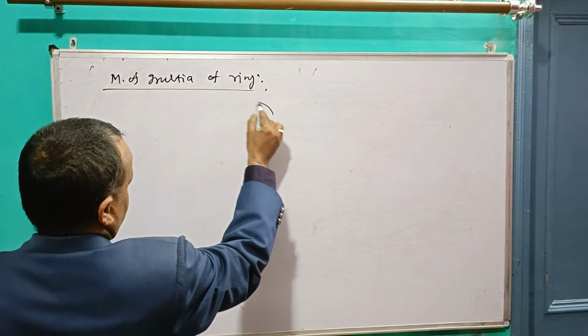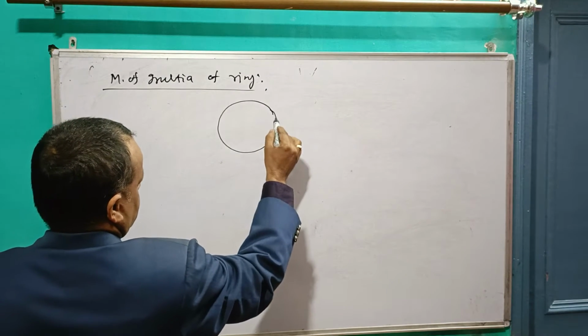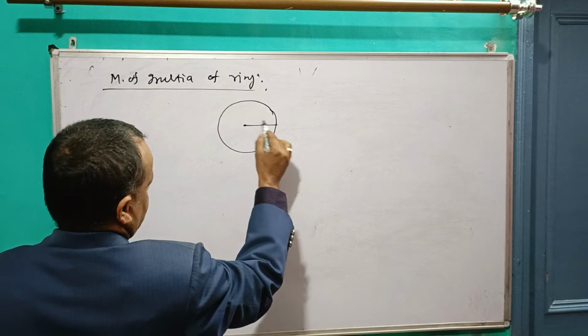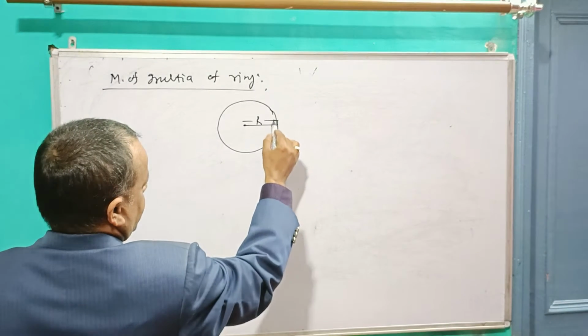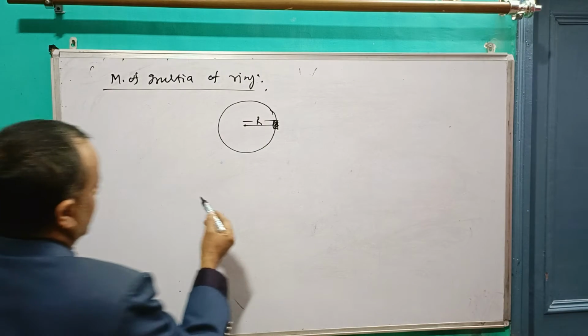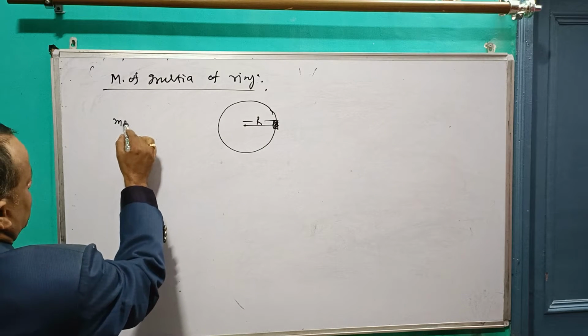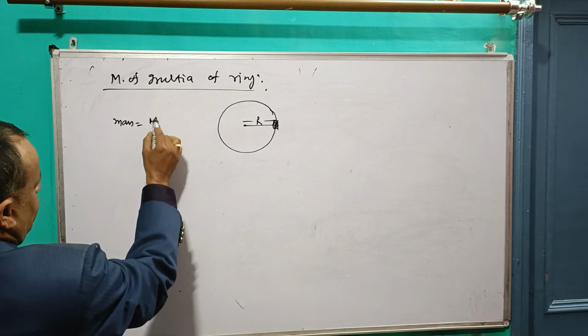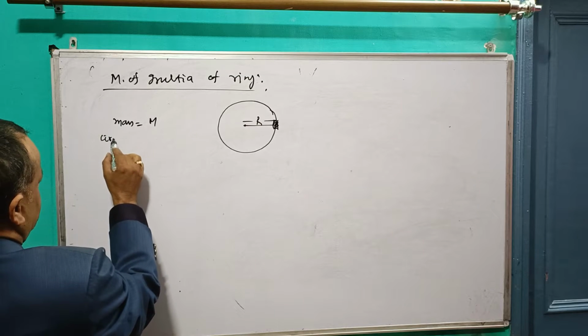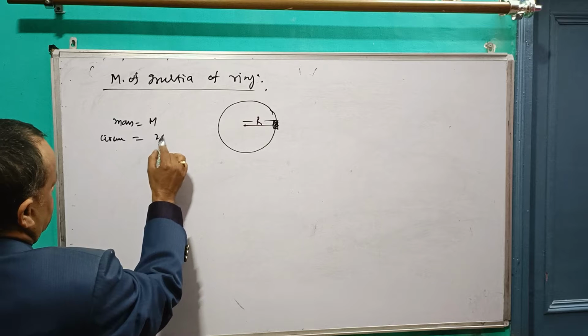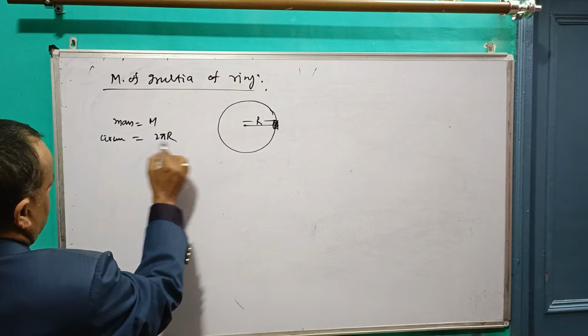Suppose we have a ring, having radius r. We take a small element over here. Let us suppose the mass of the ring is m, and the circumference will be the length, which is 2 pi r.